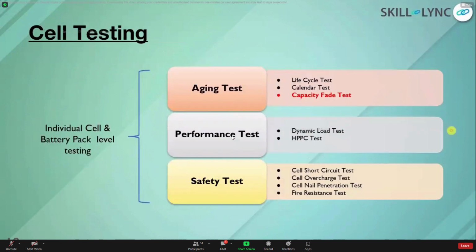So let's move on to the next test, which is the capacity fade test, which also comes under aging tests. You have to remember that these tests are done for both the individual cell level as well as the battery pack level. Once the battery pack is designed, these tests will be done all over again at the battery pack level. So let's take a look at the capacity fade test.